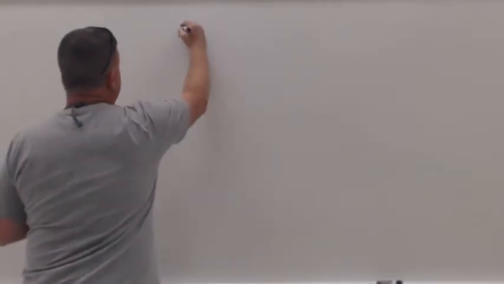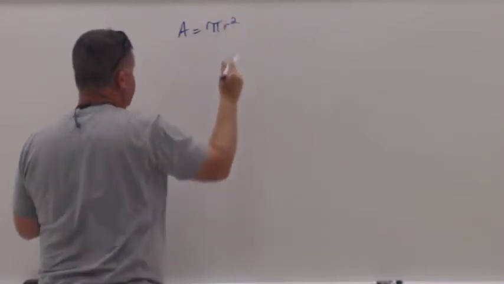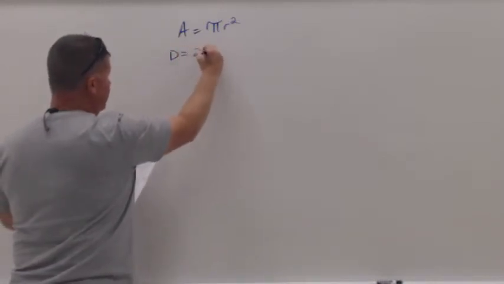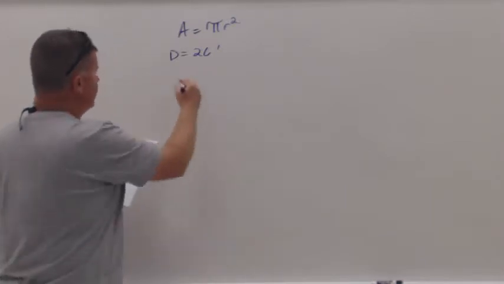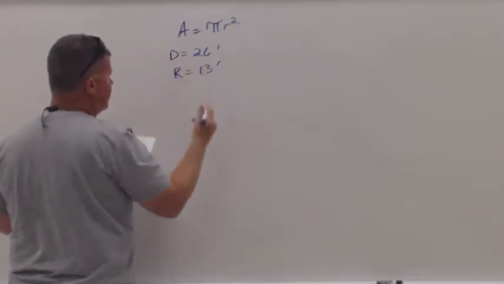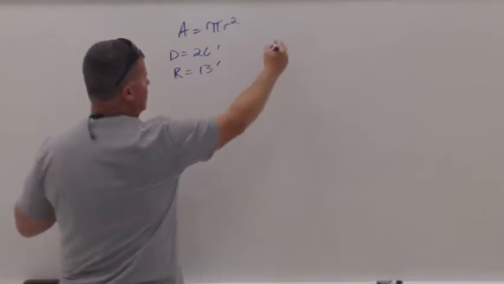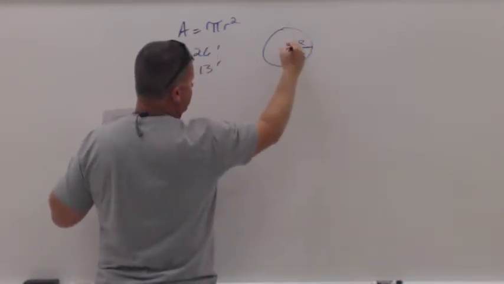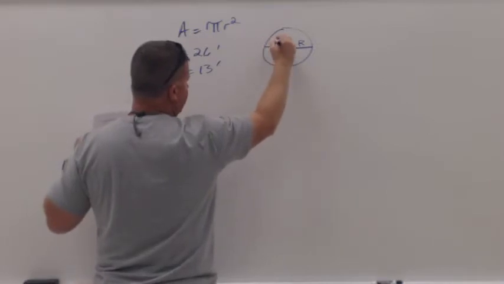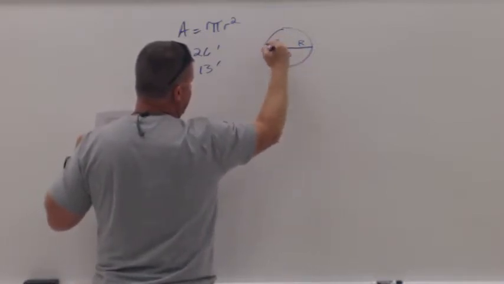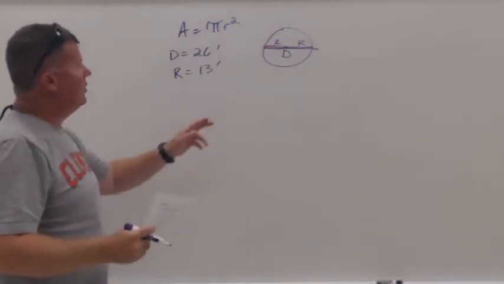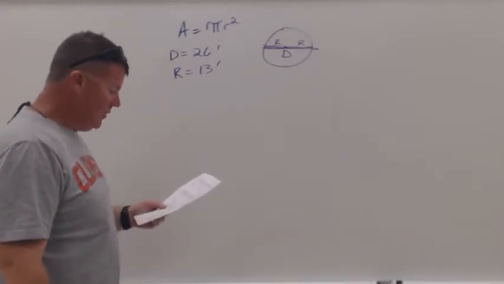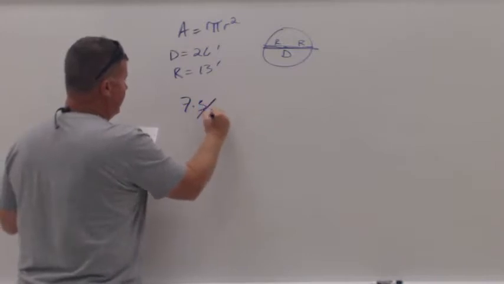So we know the area of a circle is pi r squared. We have a diameter that is equal to 26 feet. So this automatically lets the radius be 13, because the diameter is all the way across, whereas the radius is from the center point out. If you go all the way across the radius, that's equivalent to the diameter. And we know that we're giving 7.5 per thousand.